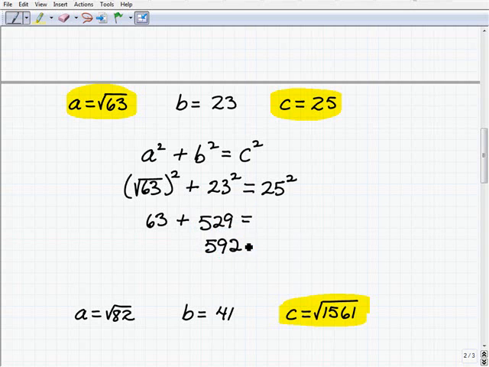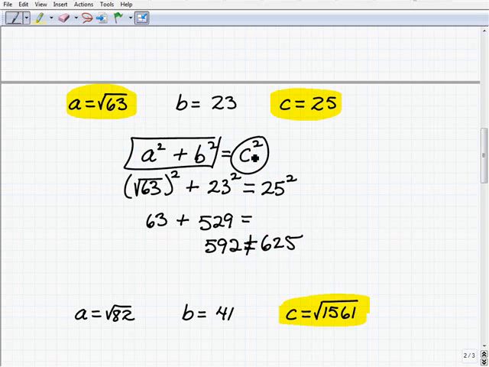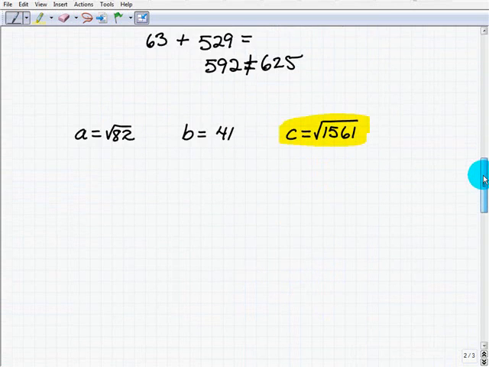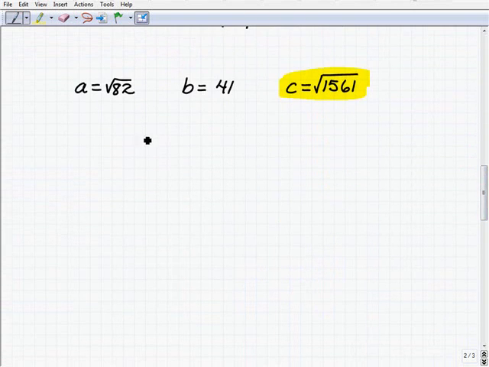All right, so now what we have to determine is whether 25 squared equals 592, and it's not. Okay, 25 squared is 625. So because 592 does not equal 625, in other words, a squared plus b squared did not turn out being the same as the hypotenuse squared, c squared, these cannot be the lengths of a right triangle. All right, so hopefully you have the general idea now how to do this problem. So let's go ahead and take a look at the last one.